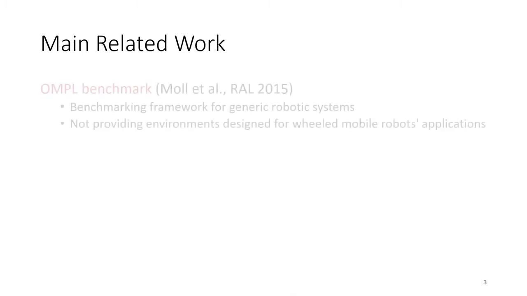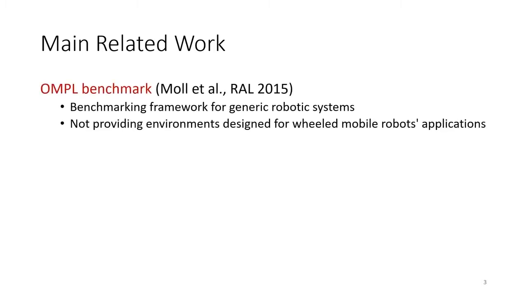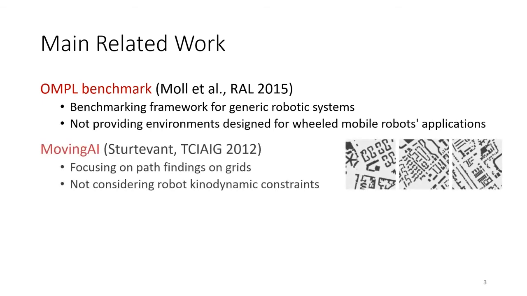Closest to our work are the following benchmarking frameworks. OMPL provides a benchmarking tool that applies to any robotic system and is focused on a more generic evaluation of the planning algorithms, whereas we specifically focus on applications in wheeled robotics, such as parking or warehouse navigation. The Moving AI benchmark provides various grid environments, such as the cities dataset, which we also support in this work. It focuses on grid-based path planning and does not account for the kinodynamic constraints that wheeled mobile robots impose.